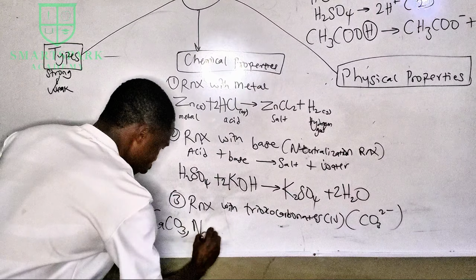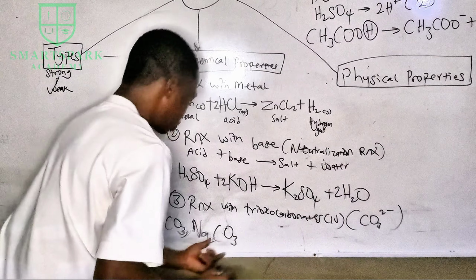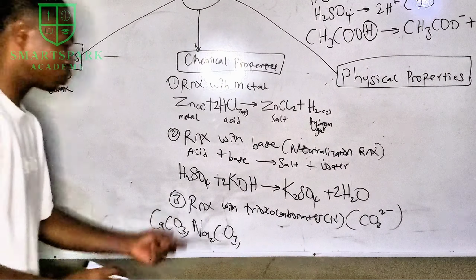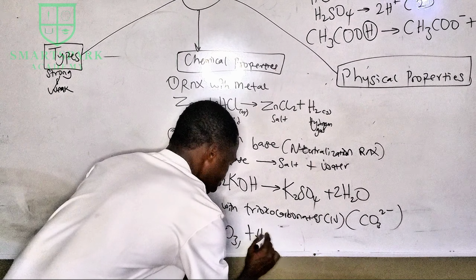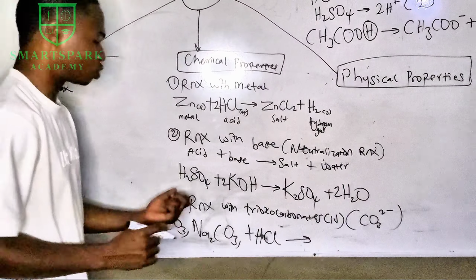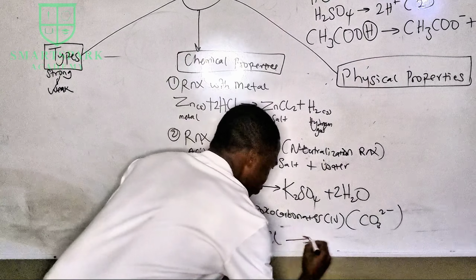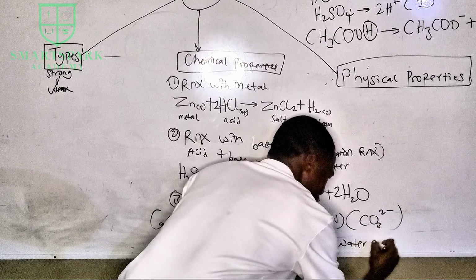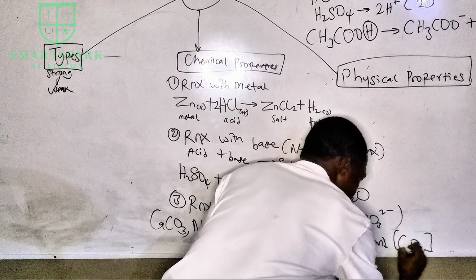We have sodium trioxocarbonate(IV). So this is a carbonate, a trioxocarbonate. When they react with an acid, HCl, whether HCl or any other acid, it always gives you a salt, water, and most importantly, carbon(IV) oxide. So this is the most important one, carbon(IV) oxide.